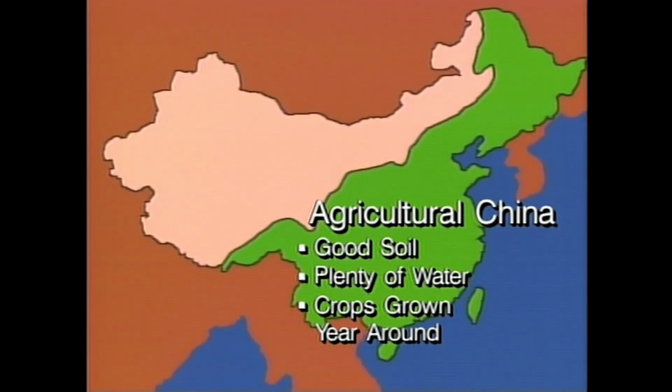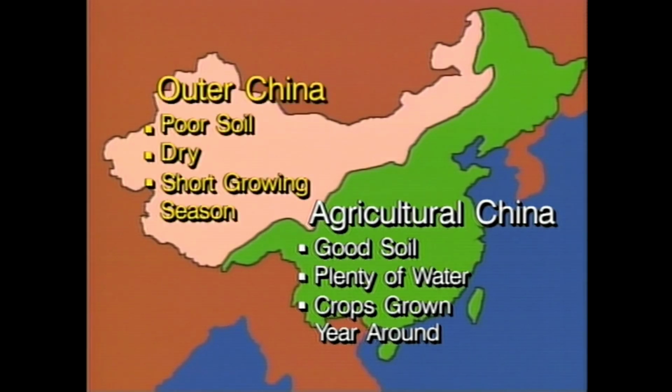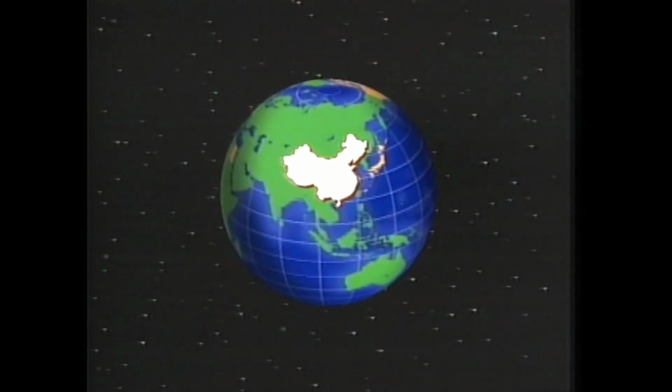In agricultural China, the soil is good, there's plenty of water, and there are 4 seasons. As a result, plenty of food can be grown there, and the region can support a large population. In outer China, the soil is poor, water is scarce, and the growing season is short. As a result, less food can be grown there, and fewer people can be supported.